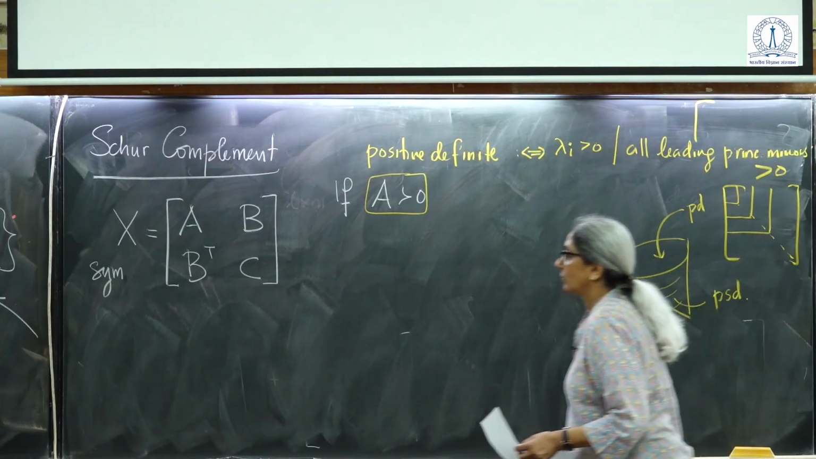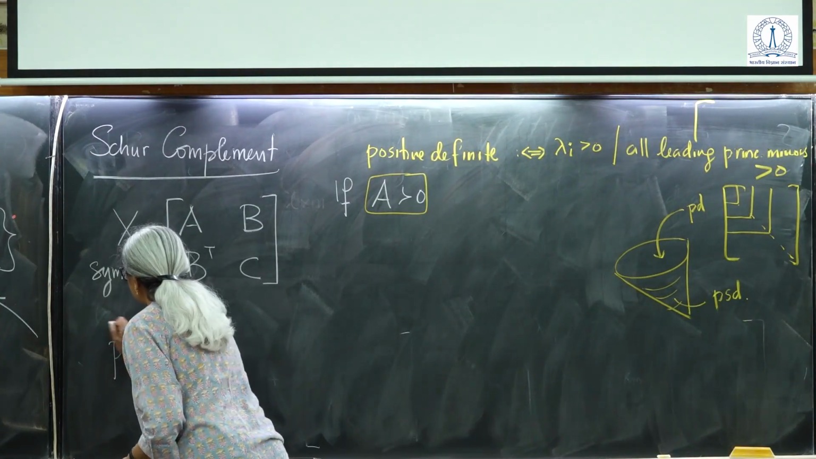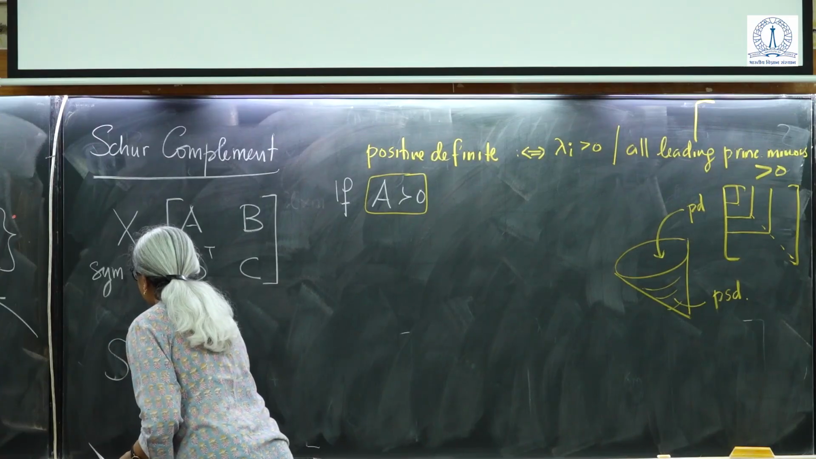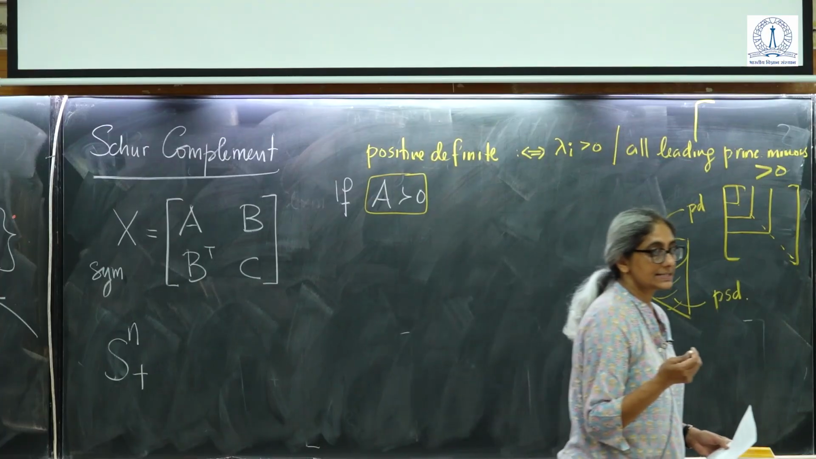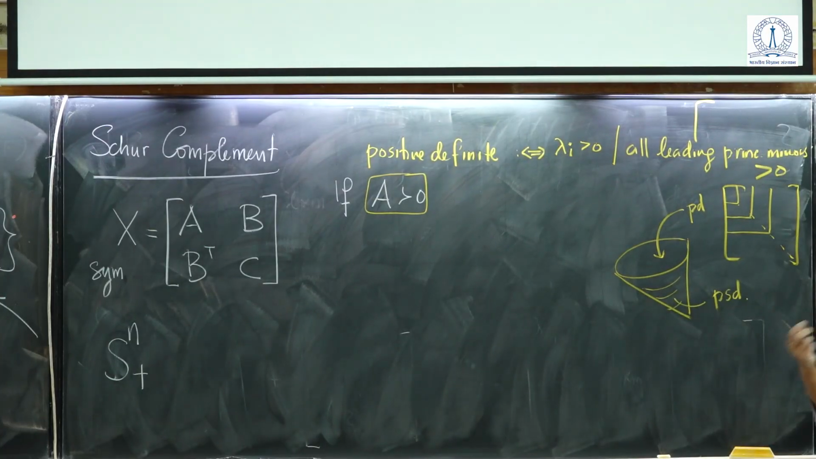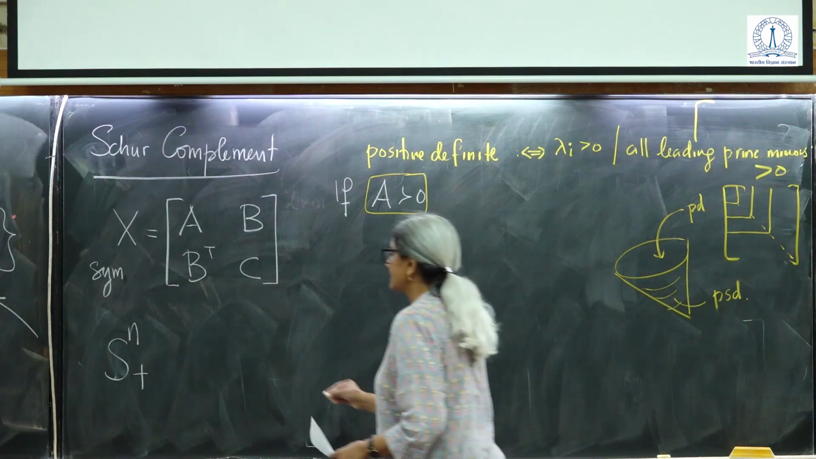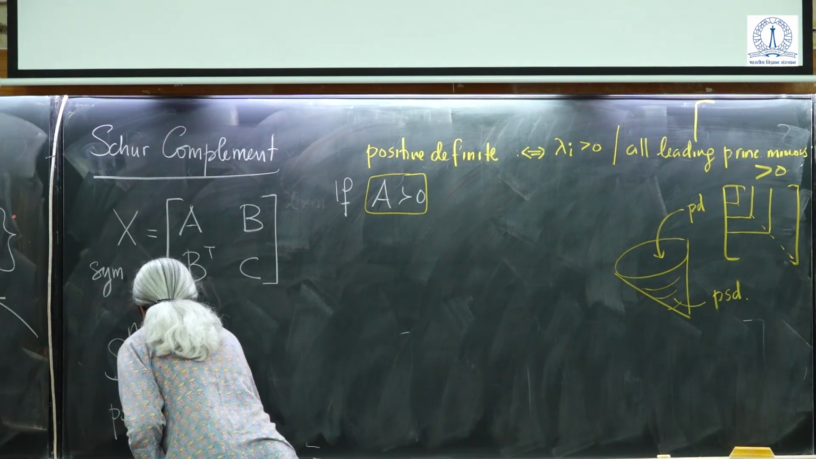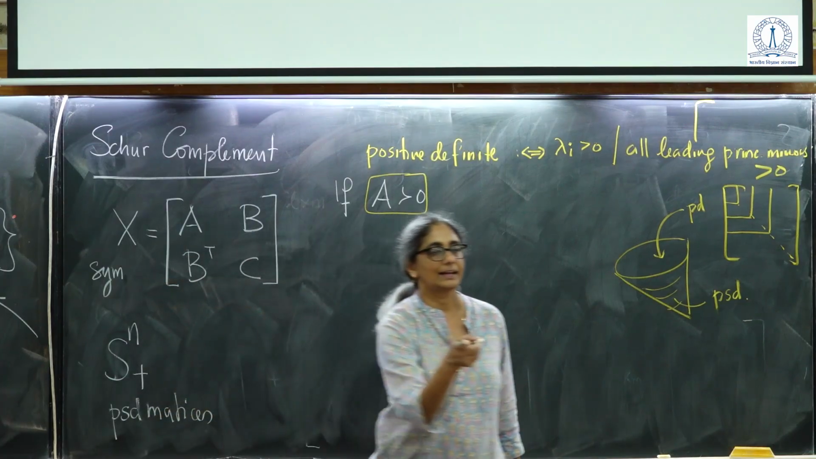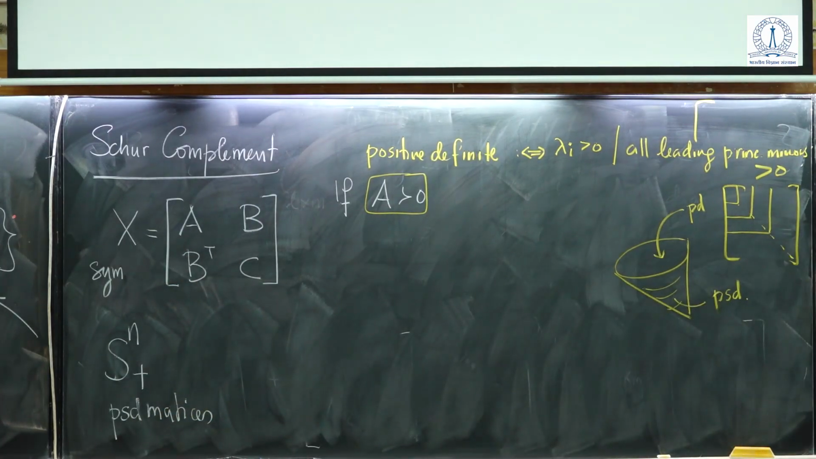descriptions. So the PSD cone, let's actually give it a name, it's usually written like this, Sn plus, okay? So Sn is the space of symmetric n by n matrices. Sn plus is the set of PSD matrices. Okay, so first of all, can you quickly think and see that it is a cone? If I take something PSD and I scale it positively, still PSD. Which definition is good for that?